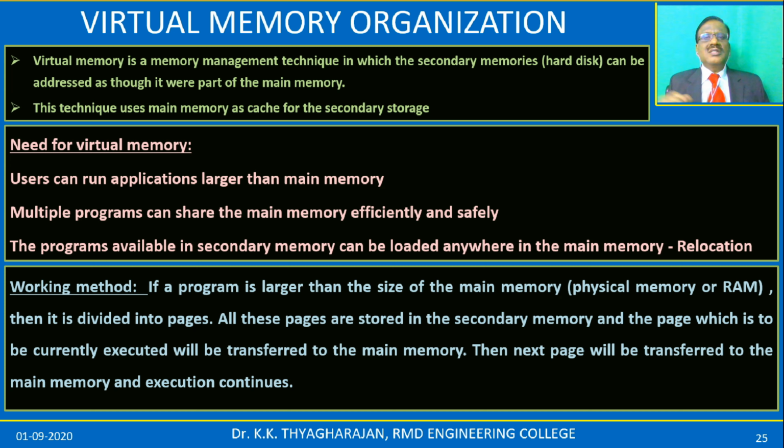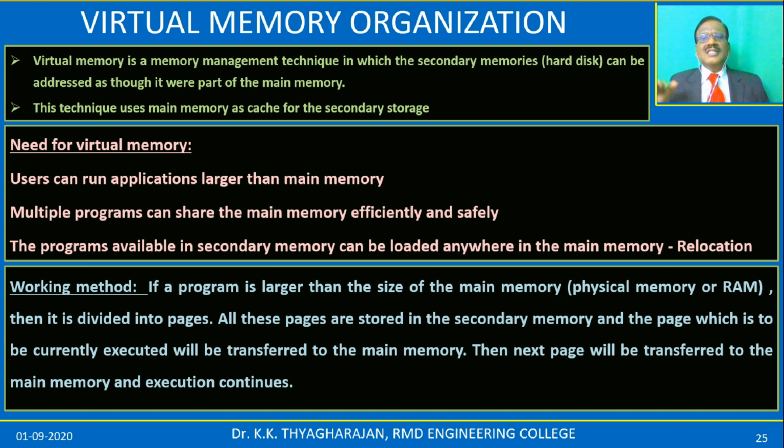If the program is larger than the size of the main memory, actually the main memory is also called physical memory, or the main memory is generally RAM. So if the program is large, then it is divided into pages, and all these pages will be stored in the secondary memory. And the page which is needed to be currently executed will be transferred to the main memory from the secondary storage device.